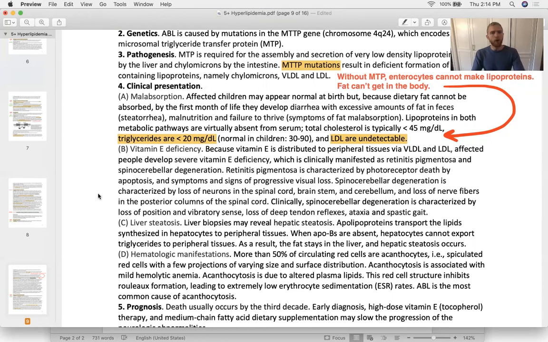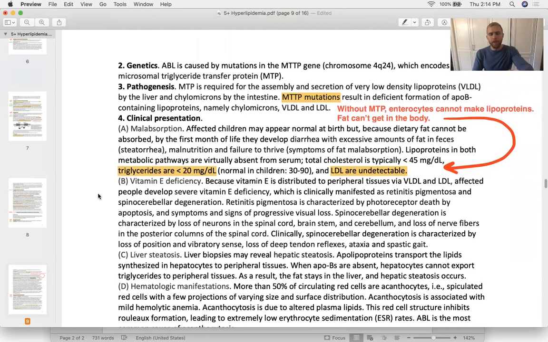In blood work, you're going to see triglyceride deficiencies, really low triglycerides, and undetectable LDL levels. And remember, this is Abetalipoproteinemia. And the reason for that is because, again, you're not able to create lipoproteins and send them out into your blood from your gut.